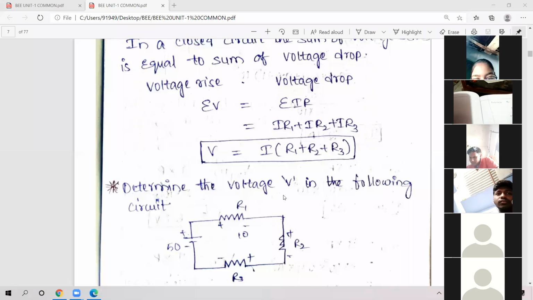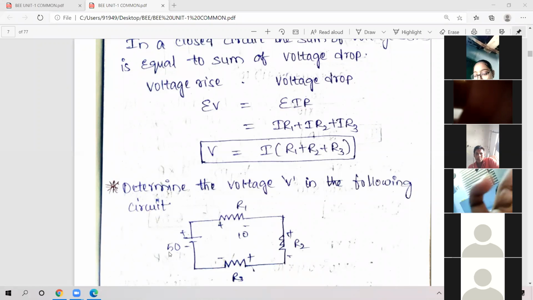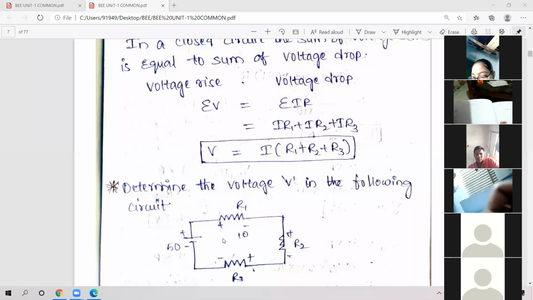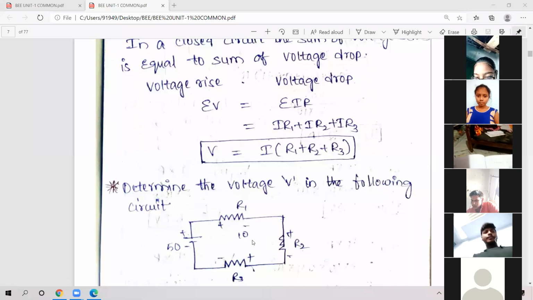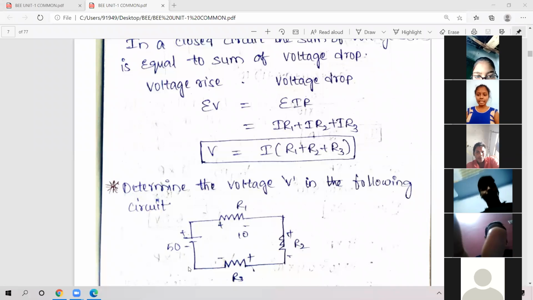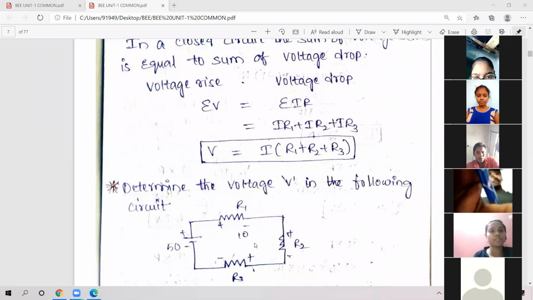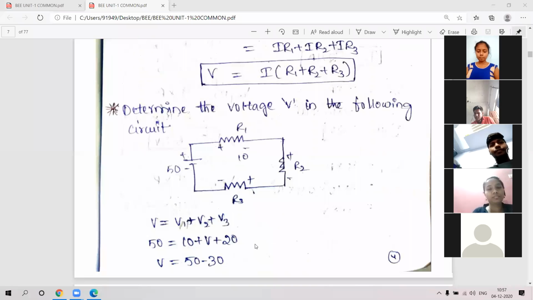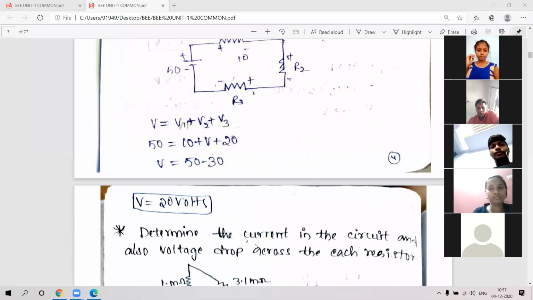Sum of potential rises is equal to sum of potential drops. Here the potential rise is 50. The drops are 10 plus V plus 20, already 30. So 30 plus V is equal to 50. Then V is equal to 50 minus 30, that is 20. That is the voltage, 20 volts.